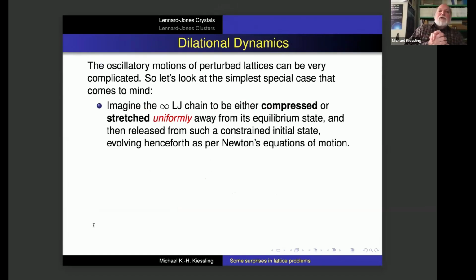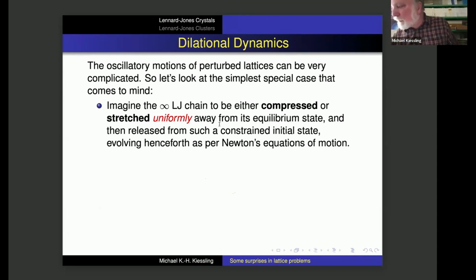Now that's, of course, not such an easy thing to study in general. So let's make things even simpler and look at the simplest problem of a dynamical nature that comes to mind. I call that dilational dynamics: the oscillatory motions of perturbed lattices. Because they can be so complicated, let's look at the following. Imagine the infinite Lennard-Jones chain to be either compressed or stretched uniformly away from its equilibrium state and then released from such a constrained state.